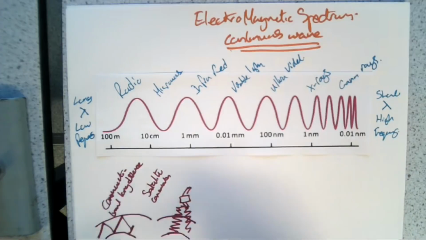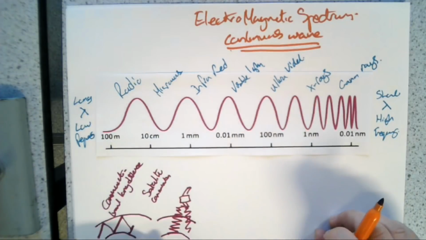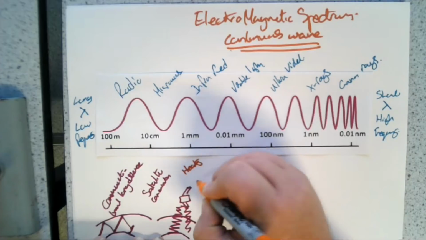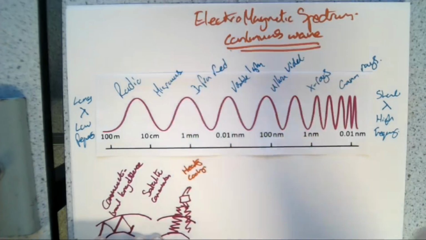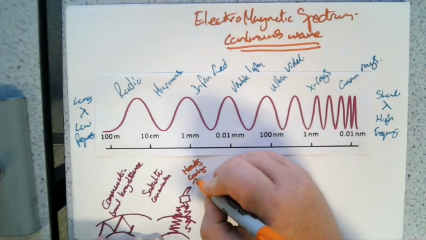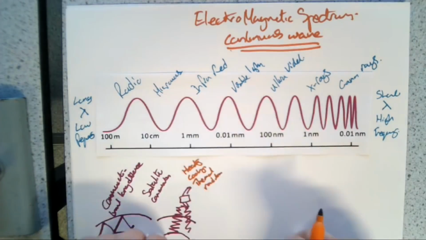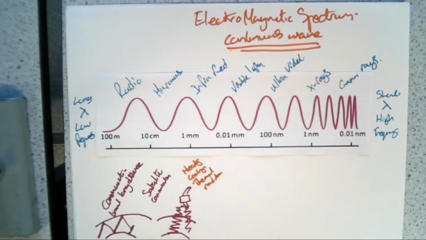Then we've got infrared. Now, infrared, we use them for remote controls, but the main thing you need to remember is we use them for heating and cooking. And infrared is thermal radiation. So just remember, infrared is thermal radiation.